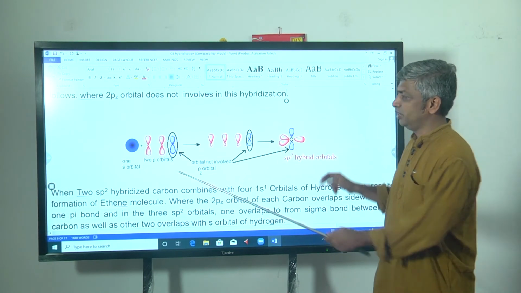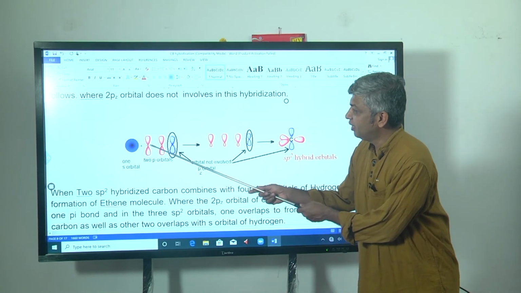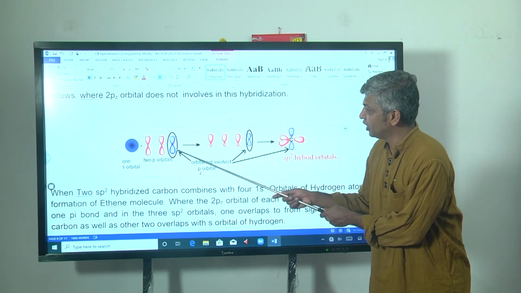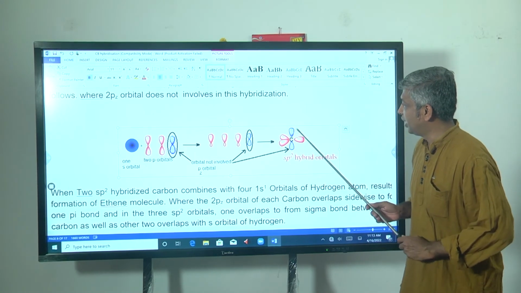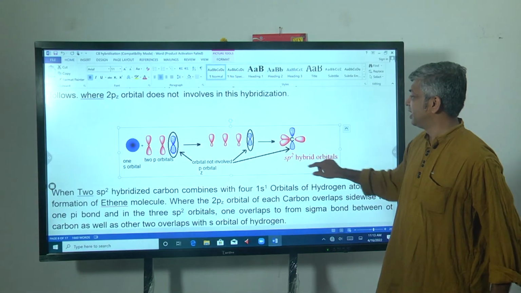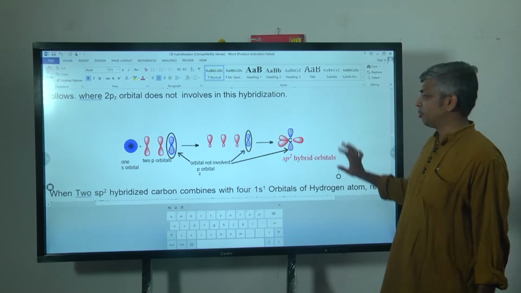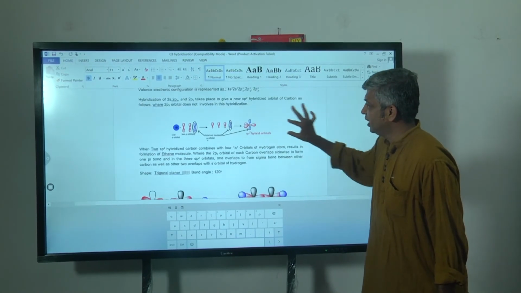So how did you get it? Going back to the same diagram, that is 1 s orbital and 2 p orbitals, and this one is not involved. Finally you are getting 3 sp2 hybridized orbitals of carbon. Clear? So that is the sp2 hybridized orbital of carbon. Let us come here.